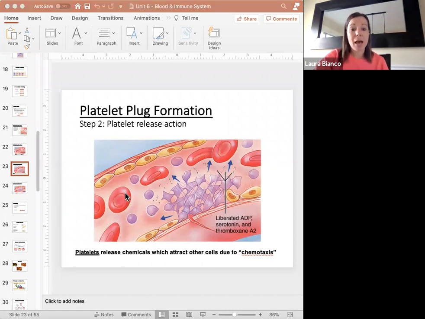Another thing that's happening is that they are releasing chemical messengers that enhance the vascular spasm and also attract even more platelets. So more are coming into that group and helping to plug up that hole to prevent blood loss. All of this is called platelet aggregation, when more and more platelets join that initial group of platelets to form the platelet plug.